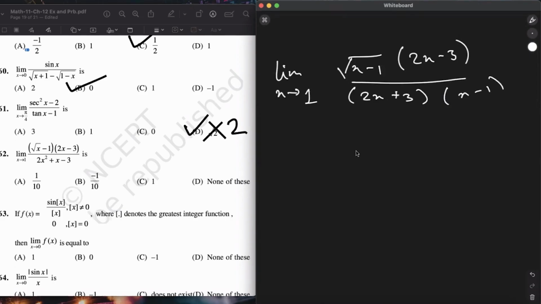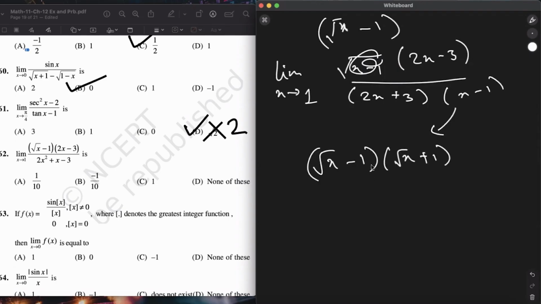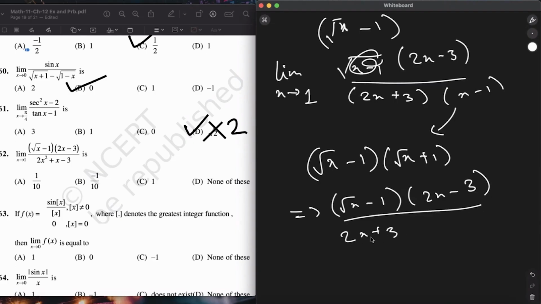So from where x minus 1 and under root x. Okay, I'm so sorry. This is under root x minus 1. So this x minus 1, I can write this as, okay, right. So under root x minus 1 times 2x minus 3 divided by 2x plus 3.